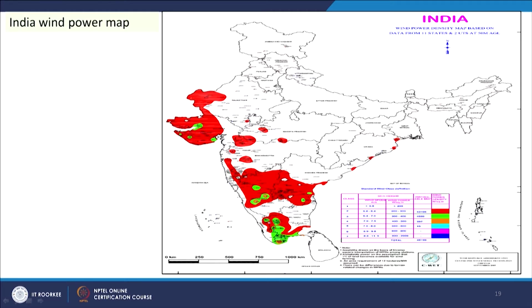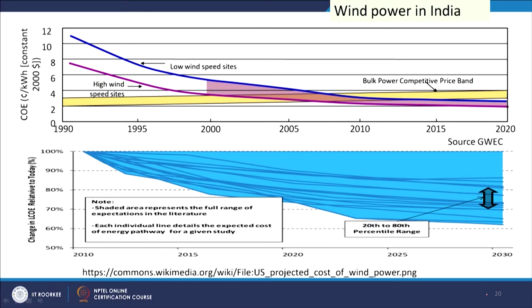And this is the wind map. You see all the coastal areas have the potential for wind power harnessing, and if we see the energy cost, the cost is also reducing. In 1990 this was the cost, and now it is expected to reduce by 2020, and this is our bulk power competitive price band. So, this is our competitive price. In the early stage the wind energy was costlier, but now it is very competitive and it is expected to be lower in the near future.